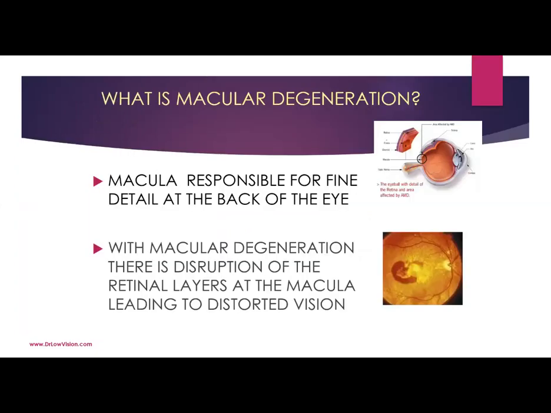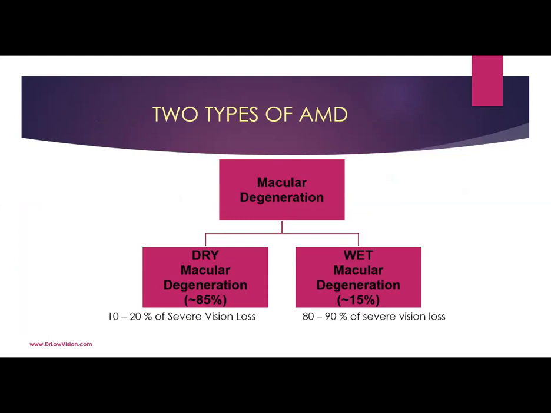And as I mentioned, the macula is responsible for the finest detail vision, and it's at the back of the eye. It's made up of 10 layers of retinal cells. And if any of these retinal cells are disrupted, it will cause distorted vision. And when we talk about macular degeneration, some of you may know that there's two forms that we talk about, a dry form and a wet form.